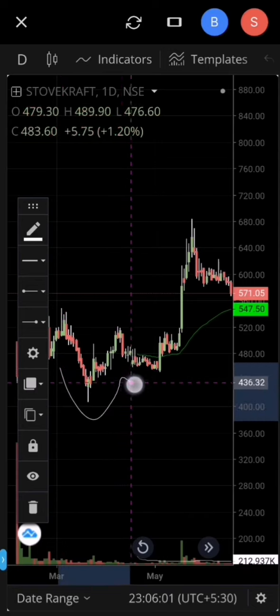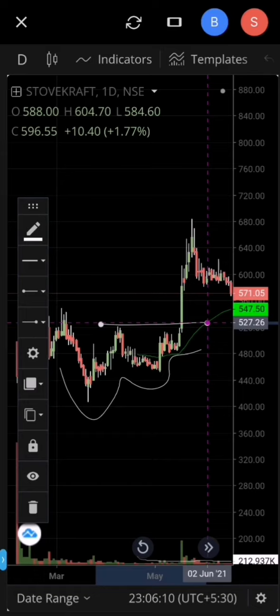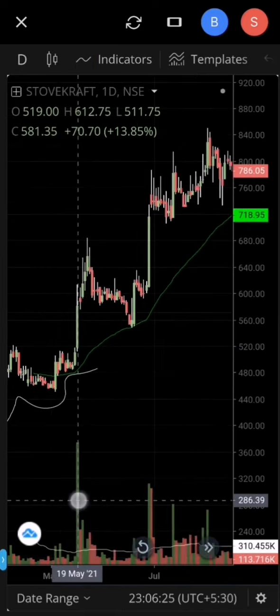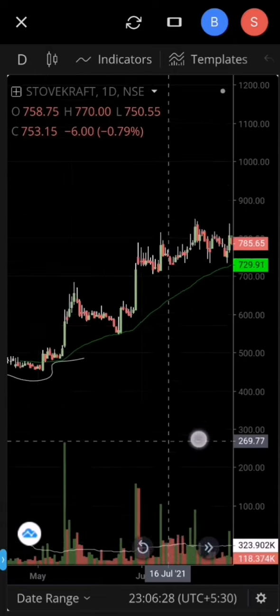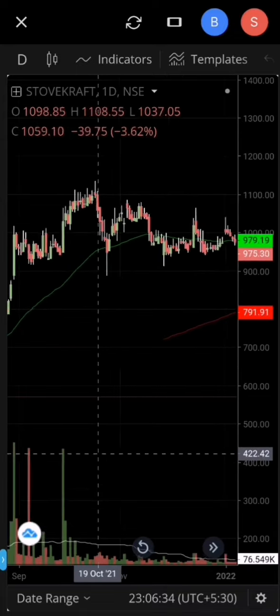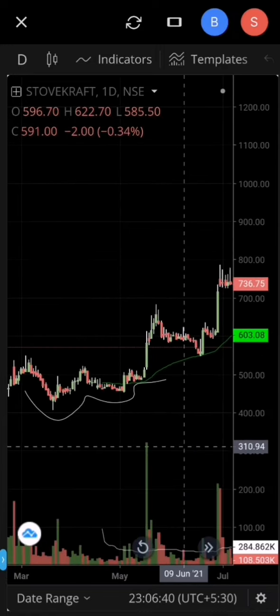So once this move happened, we see there was a base being formed, and once this base was broken out, once this supply zone was broken, there was a very strong up move starting into this stock. See this, how it went up from around 528. This was a very significant move. So the benefit of this primary IPO base is that it appreciates your capital very rapidly.